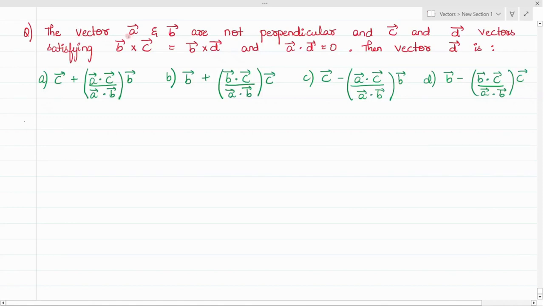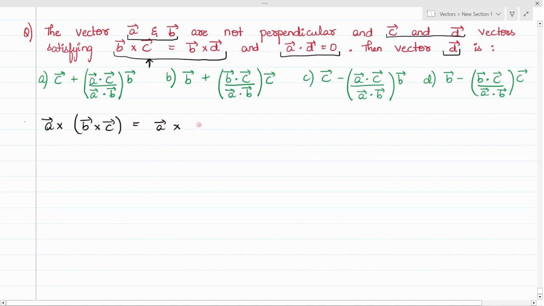In this question, it is said that vectors A and B are not perpendicular, and vectors C and D satisfy this equation, and it's also given that A dot D is 0. We need to find the vector D in terms of B and C vectors as given in the options. So let's use this condition first. As the A dot D condition is given, just multiply with the A vector on both sides using the cross operator.